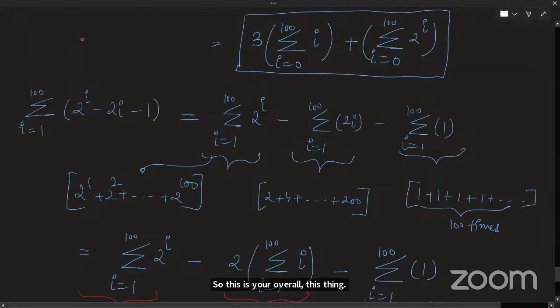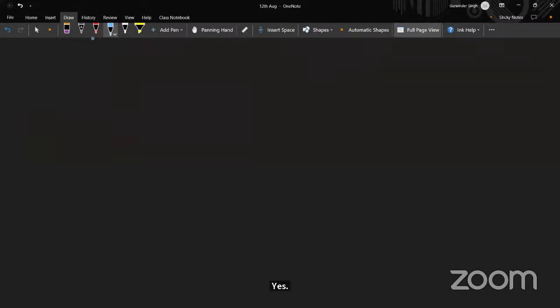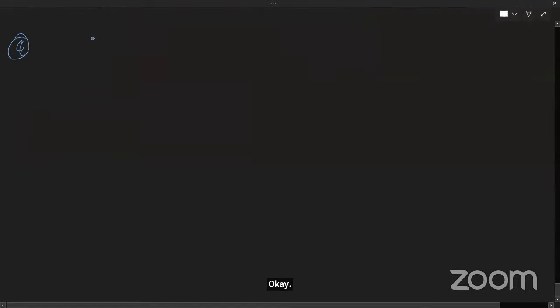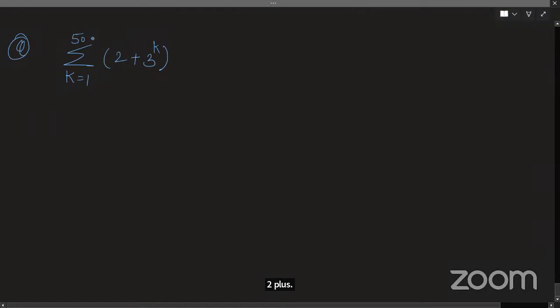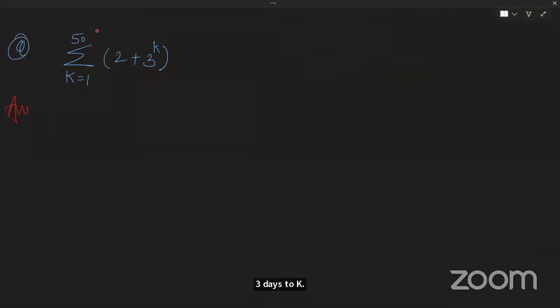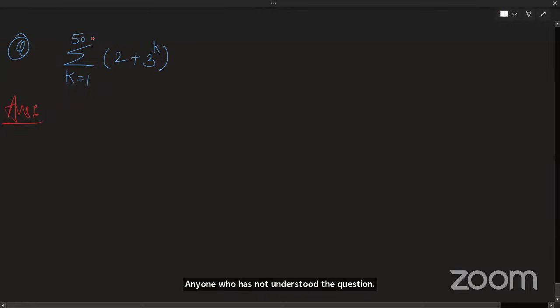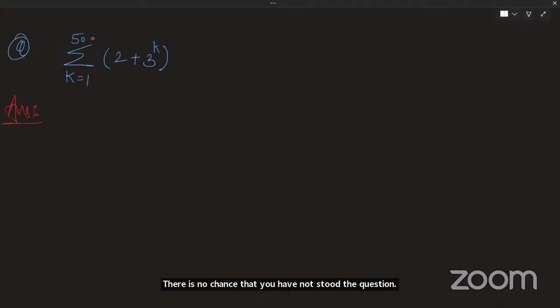Okay. So moving ahead, I have just a few more problems. You need to find sigma k equal to 1 to 50 of (2 plus 3 raised to k). Anyone who has not understood the question? There is no chance that you have not understood the question, right? Can you tell me, anyone?